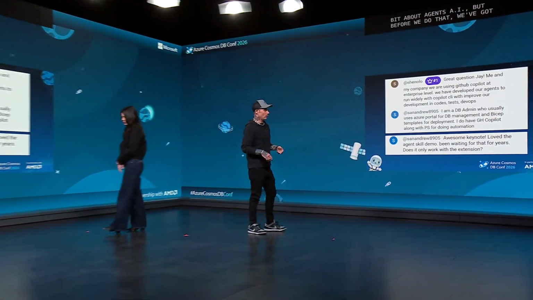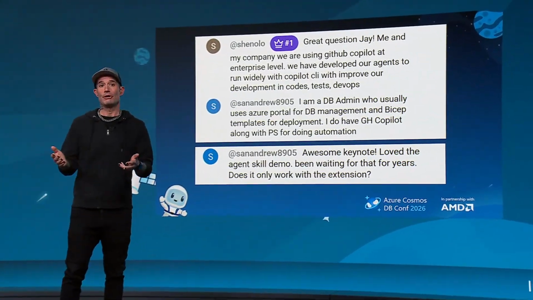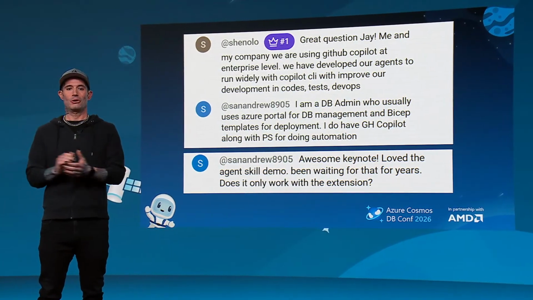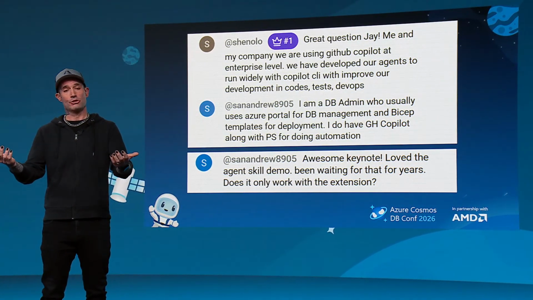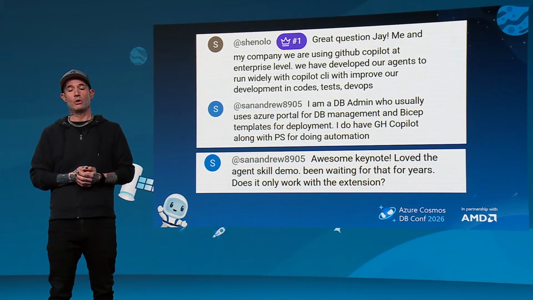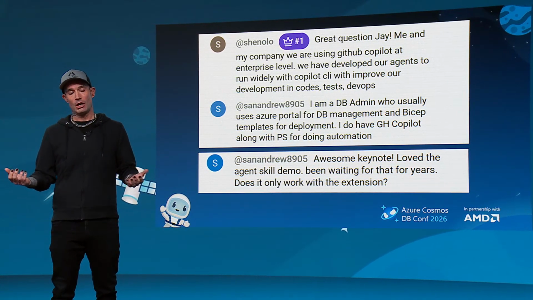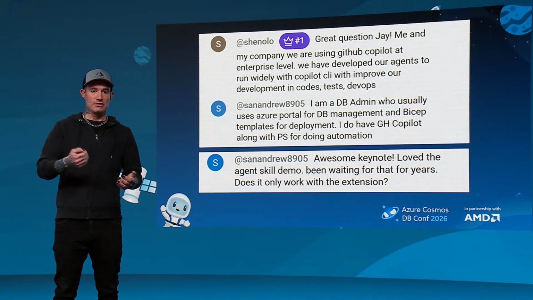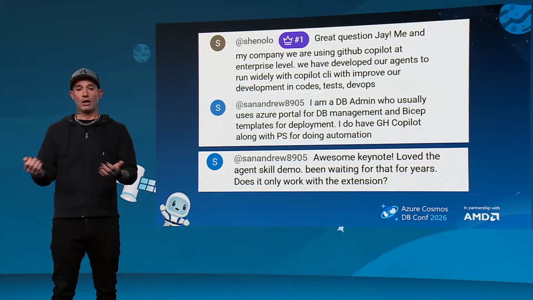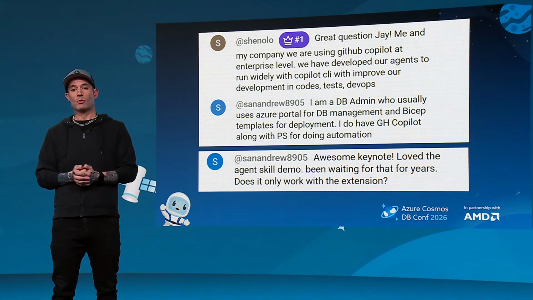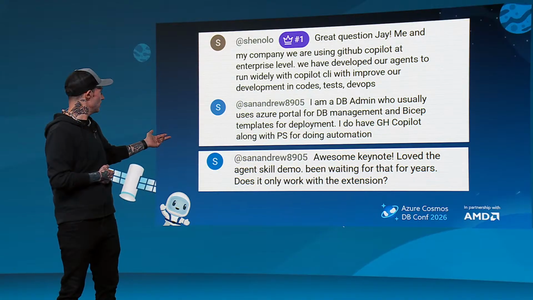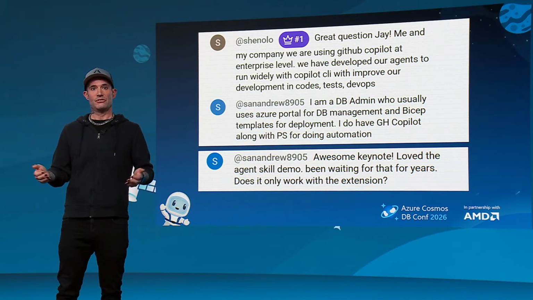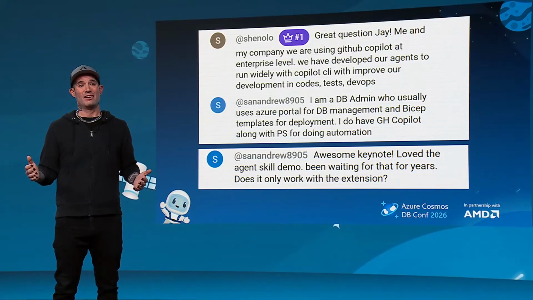So we're going to talk a little bit about agents, AI. But before we do that, we've got some comments from you that have to do with agents and AI. So let's take a look. One of our viewers, a very engaged viewer, Shanolo, has said, I asked the chat, and I'd love you to answer those questions too, what your AI agent development environment may look like. And they said we are using GitHub Copilot. At the enterprise level, we've developed our agents to run widely with Copilot CLI, using it for code, test, DevOps. That's huge. It's an end-to-end kind of experience.